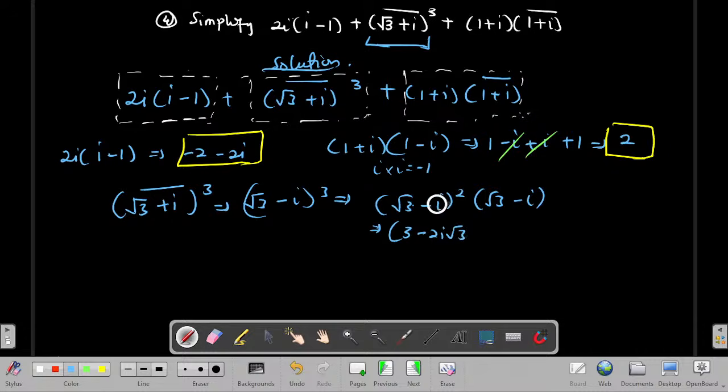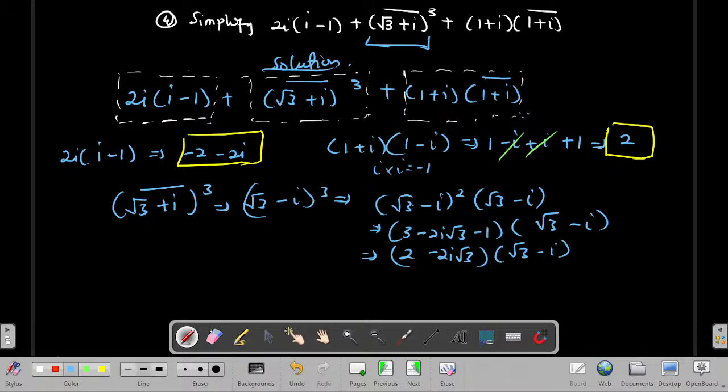Then this will give me what? This squared. That'll be what? The negative squared will be positive. Then the i squared will give me negative 1. Like this. This will multiply square root of 3 minus i. So at this point, I'll have 3 minus 1, which is 2, minus 2i root 3, like this. And this will equally multiply root 3 minus i.